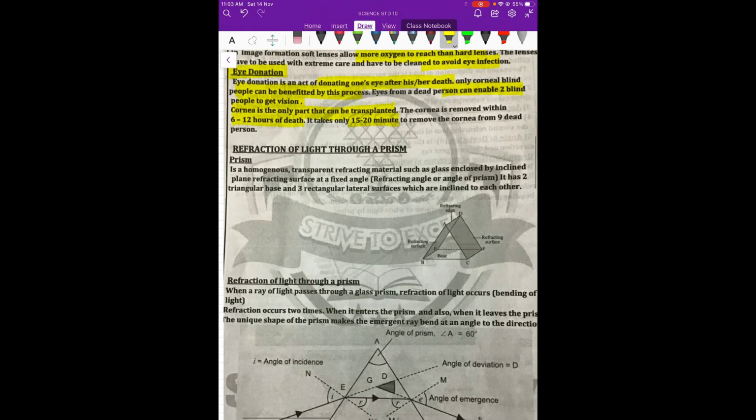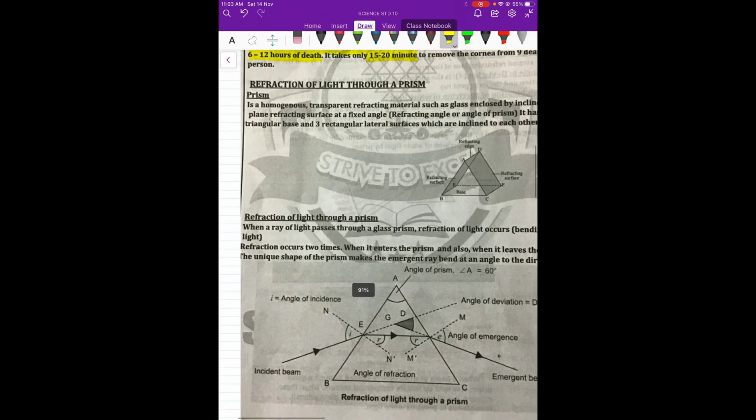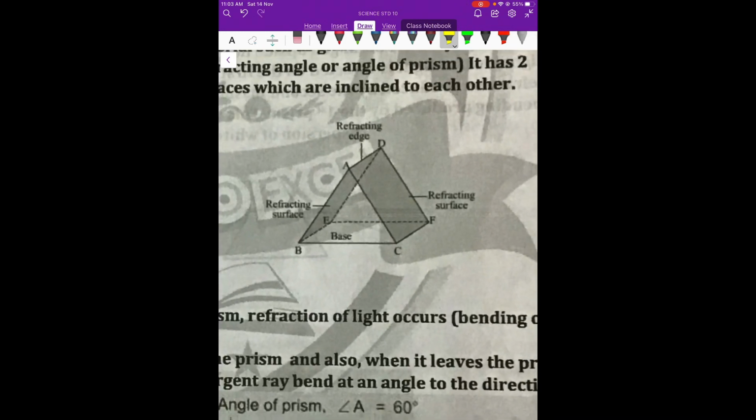different eye defects. Now we come to something in physics. What is refraction of light through a prism? What is a prism? If you see this part, this is a prism.